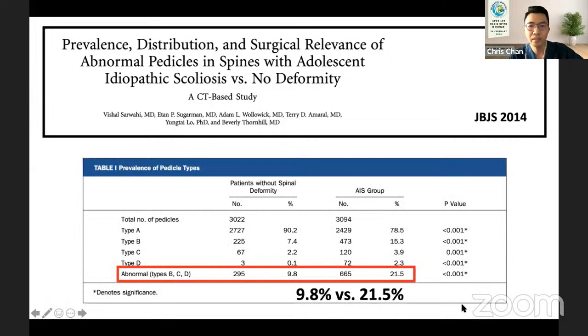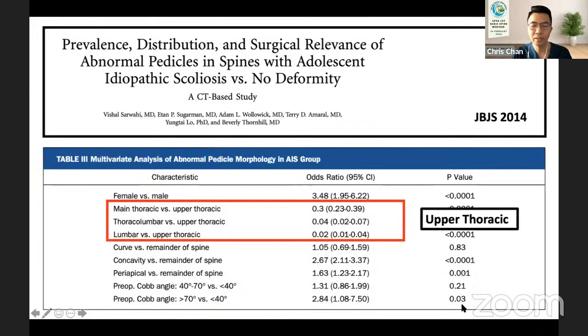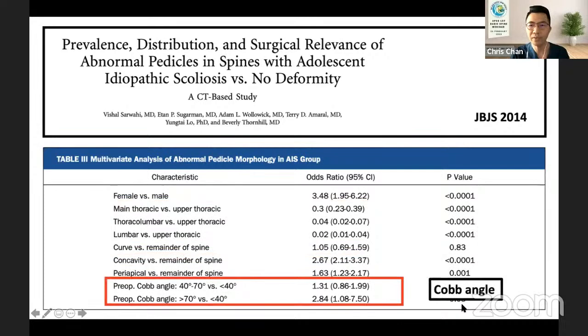In this study, the incidence of abnormal pedicle is significantly greater in the AIS group compared to a normal population. And there's a correlation at the upper thoracic spine compared to the rest of the spine, at the concavity, as well as with the Cobb angle.